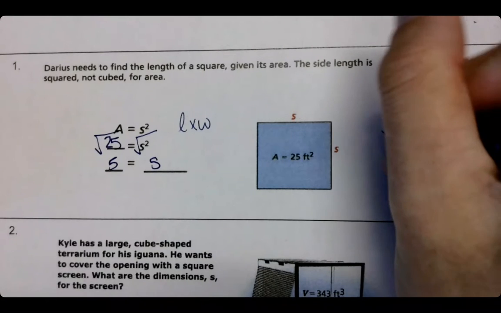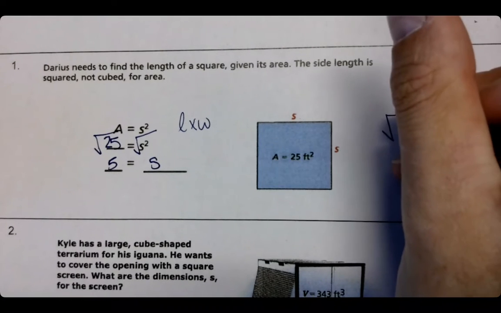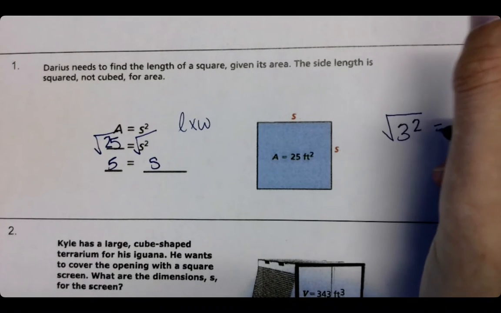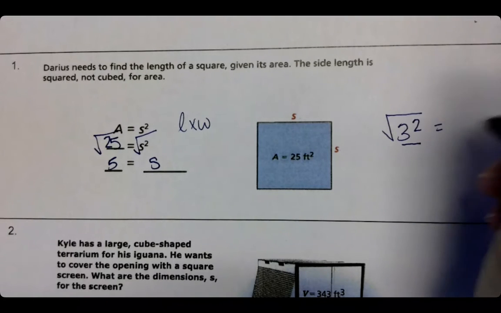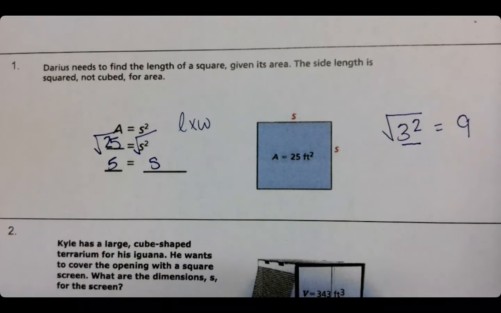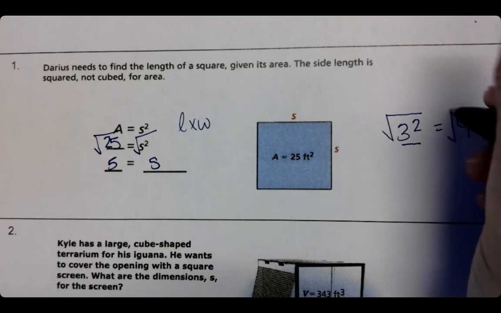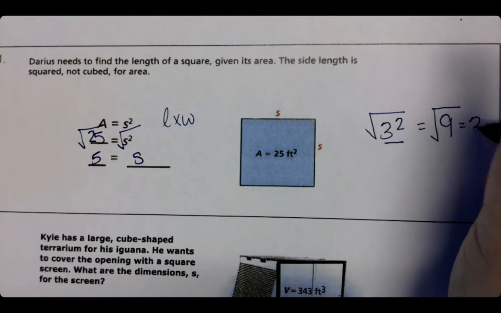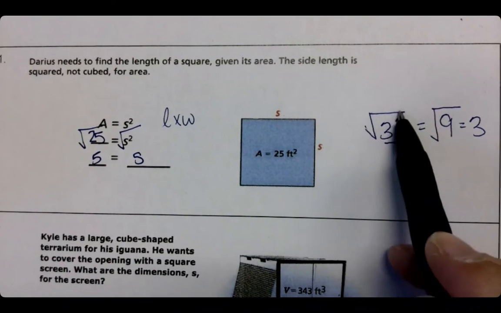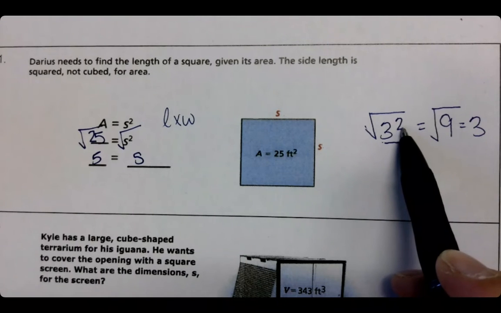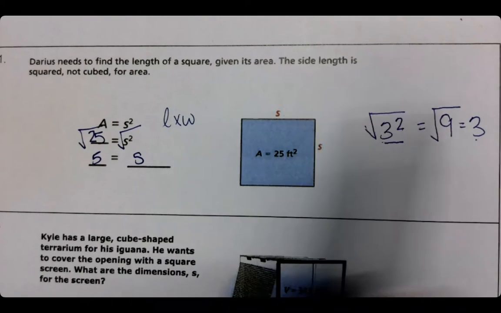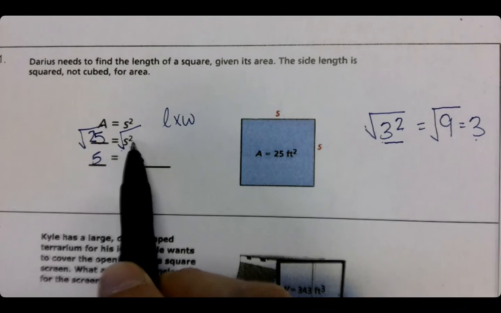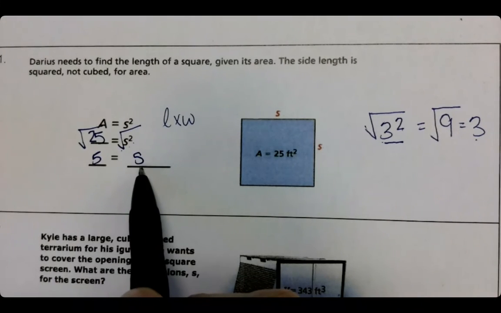What I tell people is, if I do 3 squared, right? 3 squared is 9, correct? All right. Then if I take the square root of 9, I get what? 3. So the square root of 3 squared is just the plain number 3. The square root of s squared is just s.